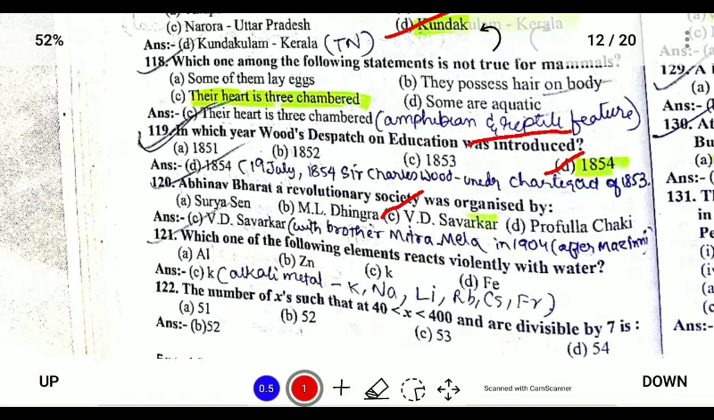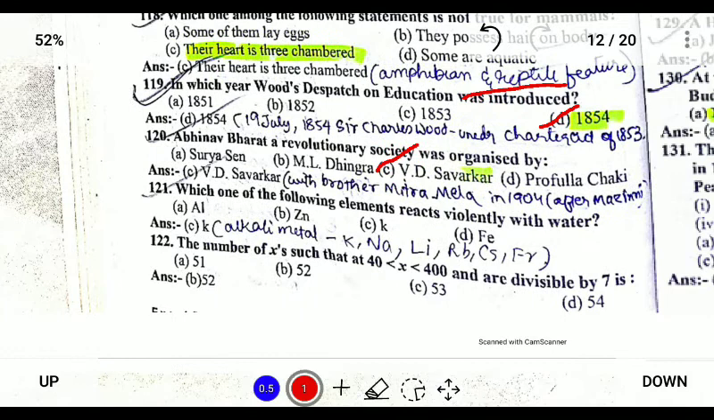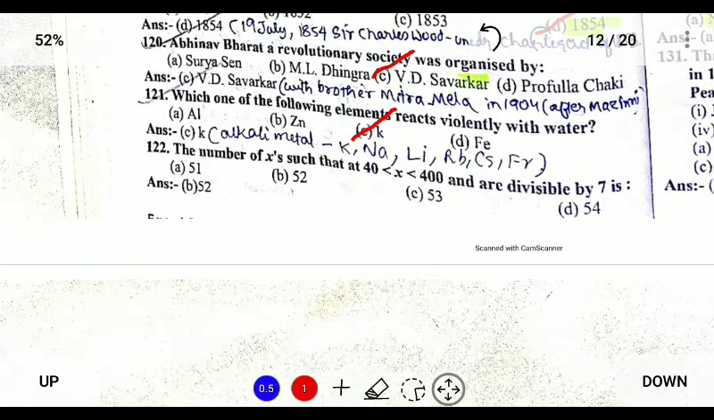Which one of the following elements reacts violently with water? So, potassium is the element that reacts with water violently. So they are stored in special chemicals.